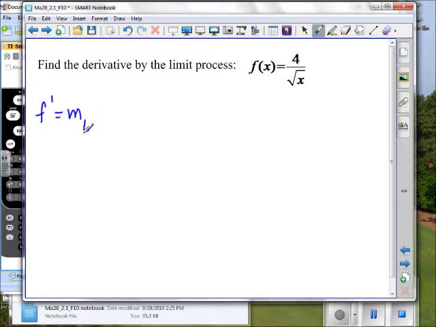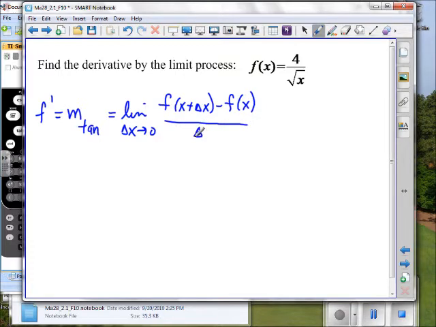I would like you to do this also. It's the slope of the tangent. Just give yourself that little reminder. It's the slope of the tangent. It's the limit as delta x approaches 0 of f of x plus delta x minus f of x, divided by what? Delta x. Okay. That's what you're going to write, and that's just what we have to start with. Now, for us, our specific one is going to be this. It is the limit as delta x approaches 0.